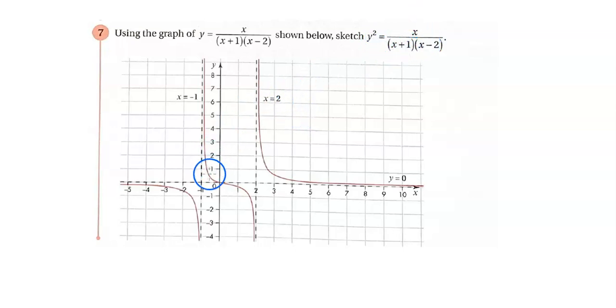Okay, so key points to watch out for. Where does y equals 1 on our y graph? Where does it equal 0? Because we know we're going through those points there.